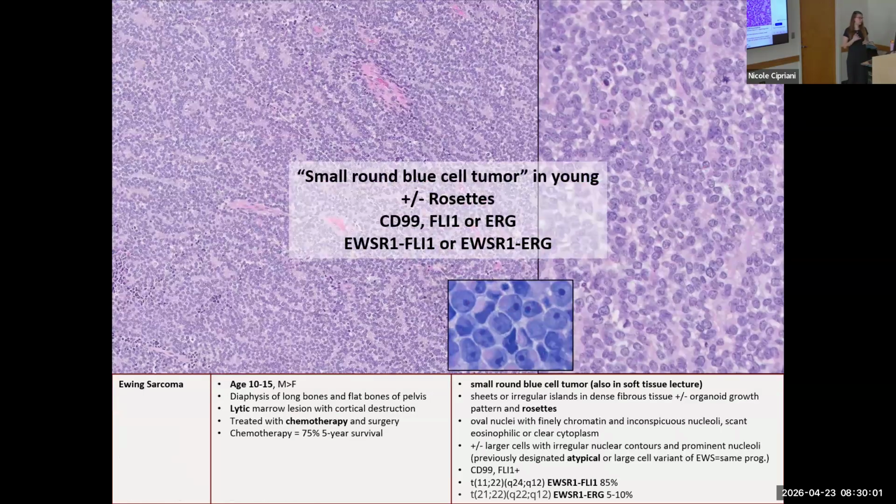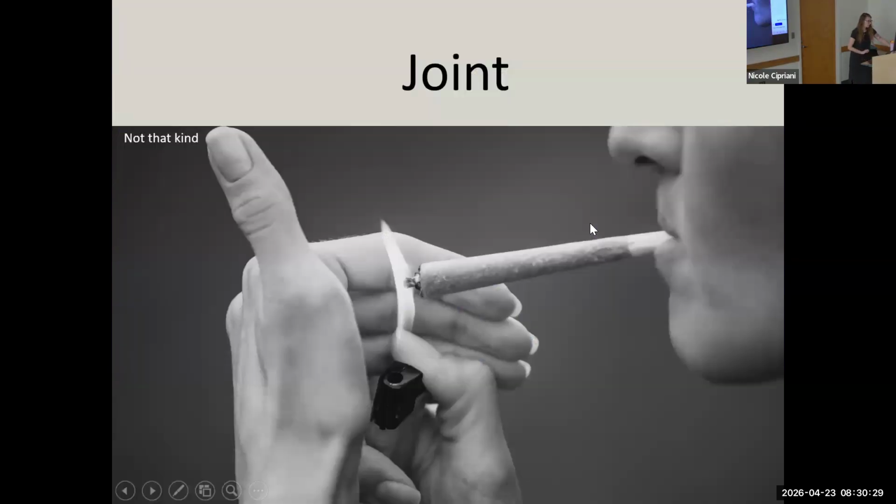Ewing sarcomas, right? Small round blue cell tumor can be in bone mostly, can also occasionally occur in soft tissue, can occur in young, can occur in old, kind of everywhere. Sometimes has rosettes, sometimes doesn't, right? But when you think about monotonous small round blue cell tumor, always want to exclude Ewing's. CD99, diffuse strong positive, FLI1 or ERG can be nuclear positive depending on whether your partner is FLI1 or ERG.